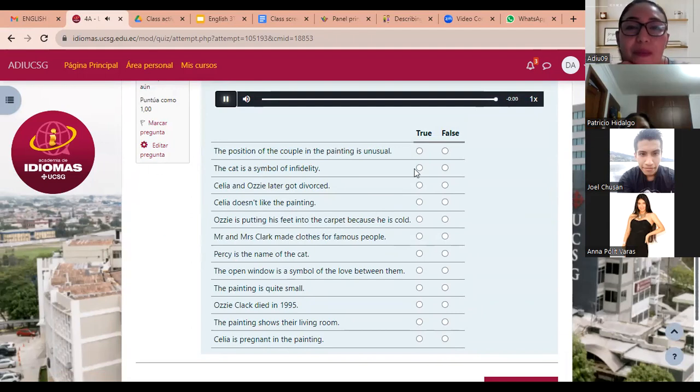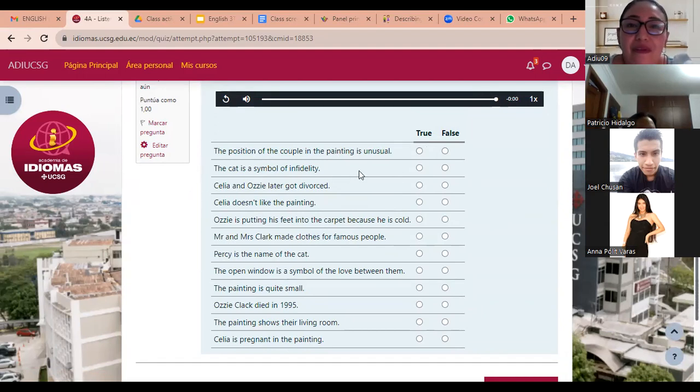Okay, so what about the first one? The position of the couple in the painting is unusual. What do you think? Can you help me in the chat? True or false? Someone. Patricio? True. That was true, right? It's very unusual because usually the guy is standing and the lady is sitting. And it's not like that in this picture.